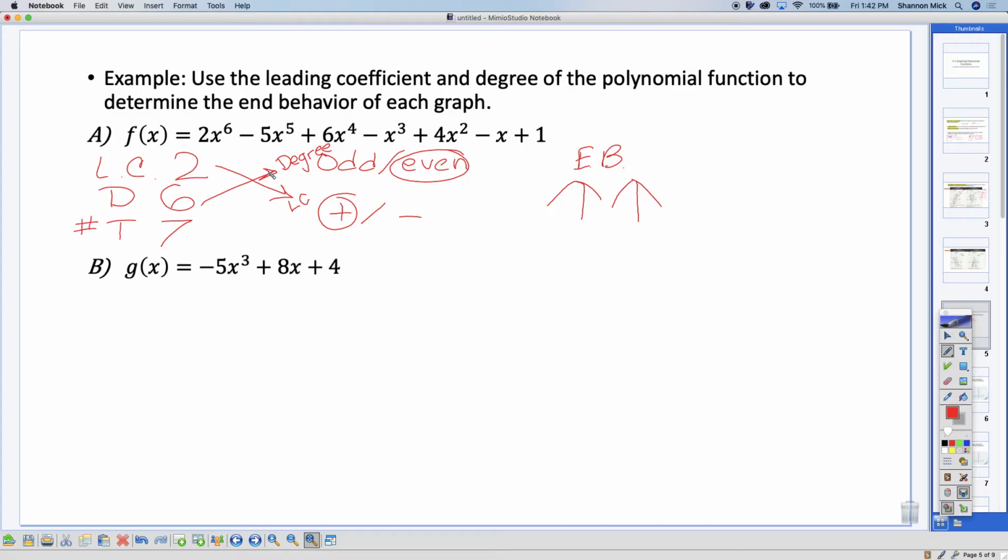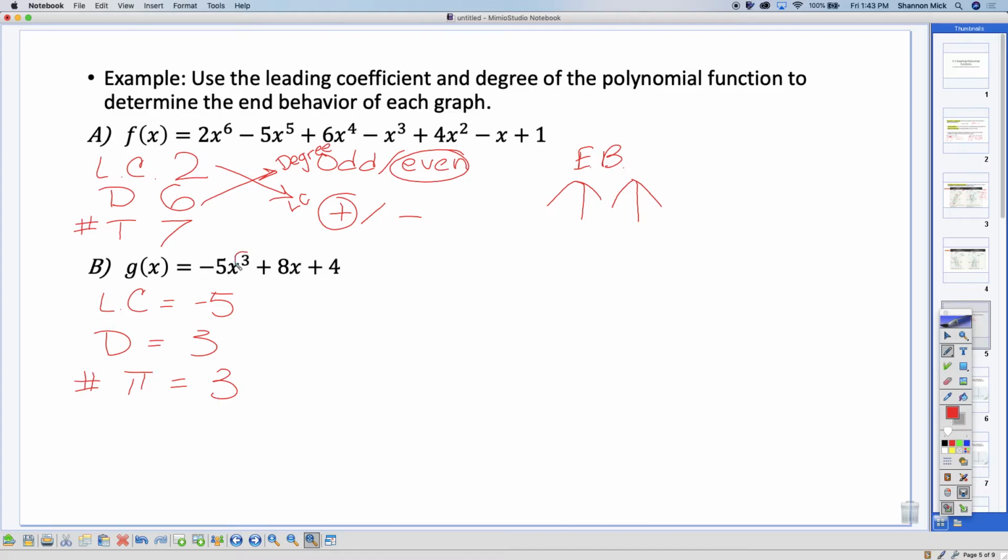Does that -5 make the 3 a negative? Nope. Callie's gonna do it. She got it. Okay, Elsie. -5. Degree? 3. Yep. Number of terms? 3. Number of terms. 3? Even or odd? Even.